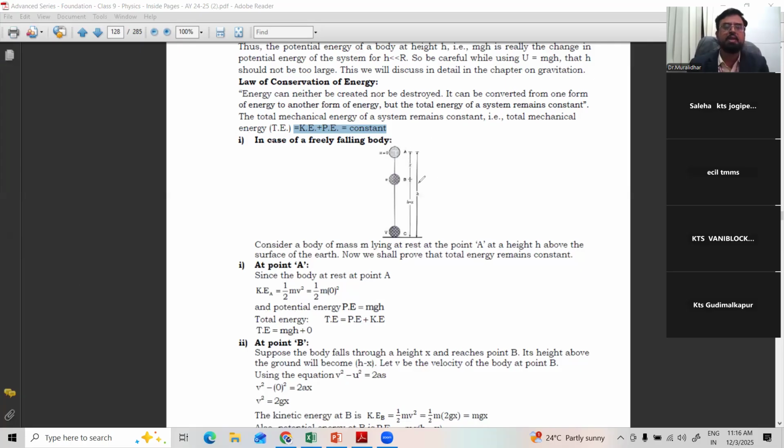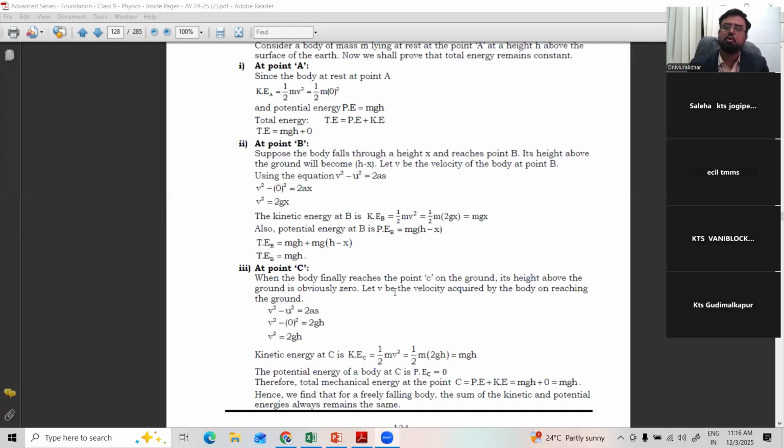But when you come to point B, the middle here, what happened? The potential energy changed slightly. Potential energy is one thing and kinetic energy is different. Potential energy decreases, kinetic energy increases, but the total energy is again mgh only. Right? See here.